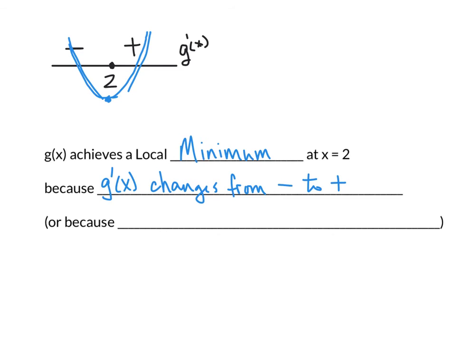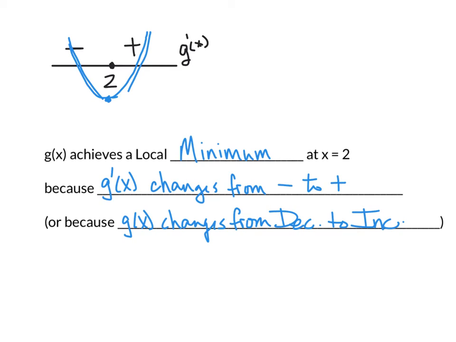And that's the other way that we could justify that this is a local minimum: in terms of the original function, g of x. We could talk about that change in g of x. That g of x changes not from positive to negative, because my original function looks kind of like what I have in blue up there. It's going down and then turning around and going up. So we would have to say that that original function g of x changes from decreasing to increasing.